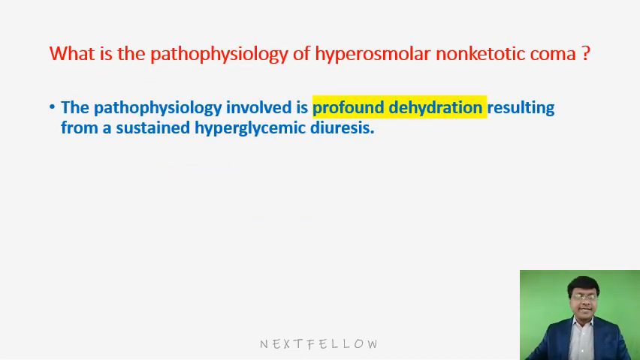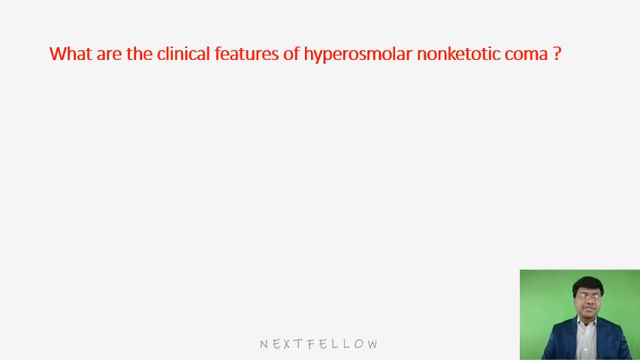What is the pathophysiology of hyperosmolar non-ketotic coma? The pathophysiology involved is profound dehydration resulting from sustained hyperglycemic diuresis. That is the pathophysiology of hyperosmolar non-ketotic coma.